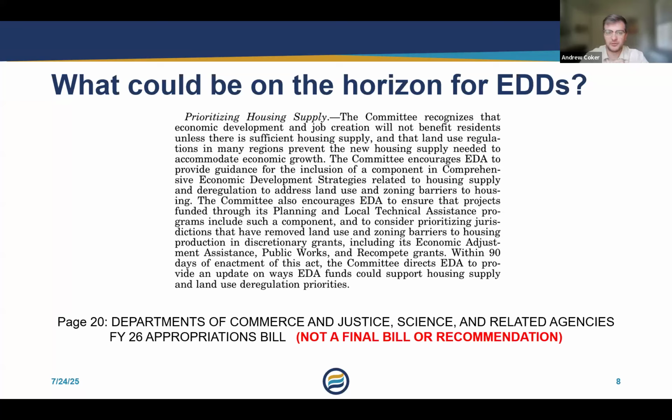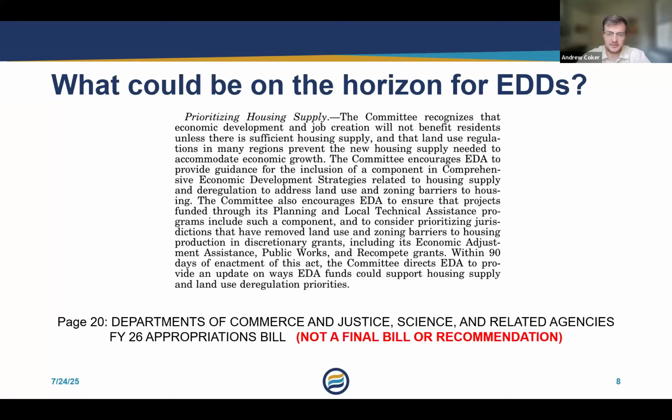So I'm not going to read that whole paragraph to everyone here, but there's some really great encouraging stuff, I think, that would allow EDDs to take on the role that they're meant to and the role that communities are asking them to take. So one main thing is they mentioned consider prioritizing jurisdictions that have removed land use and zoning barriers to housing production in discretionary grants, including the PUIAs and the recompetes.